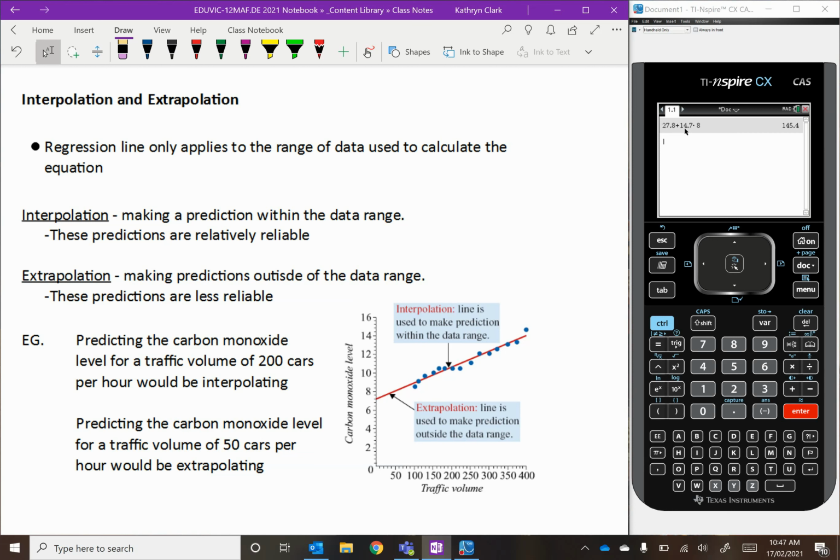So it wouldn't be appropriate to use a least squares regression equation to calculate the height of someone who's in their 90s, because it would make a prediction that is well outside our data range. So this is where we talk about interpolation and extrapolation, and this is used to determine the reliability of predictions.